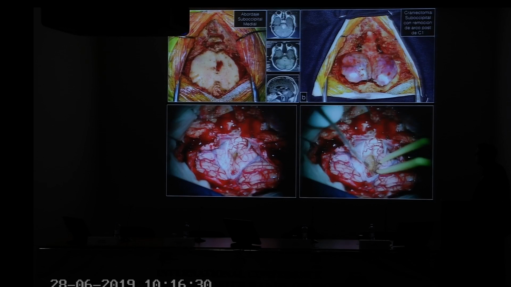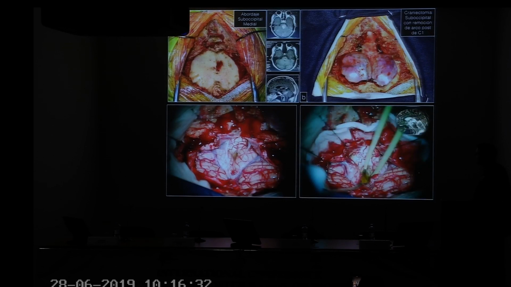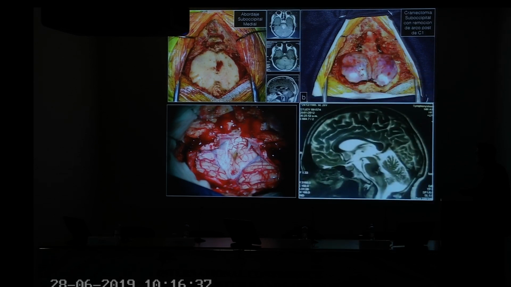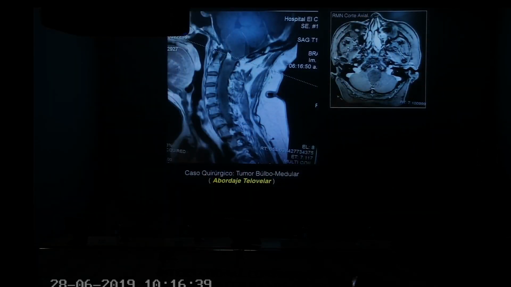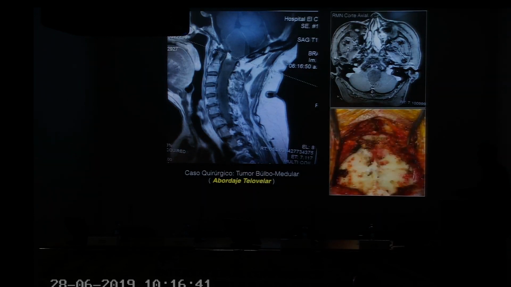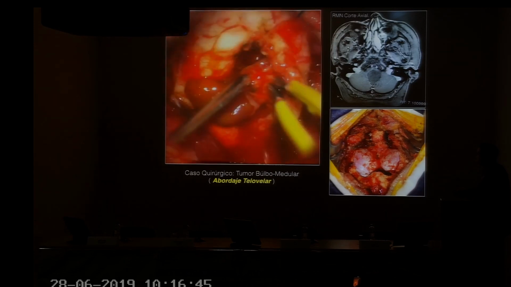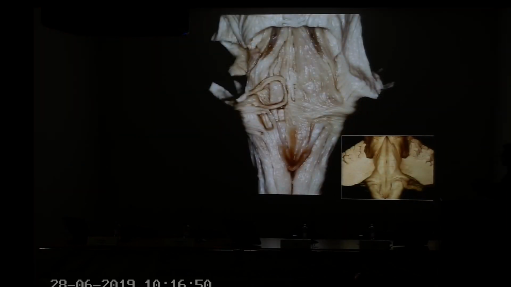This was a cavernoma in the floor of the fourth ventricle, the post-op cavernoma, totally resected, was fine. And one case, medulloblastoma in my hospital. We do this surgery. If you know the anatomy, it's very helpful for us to understand. And if you dissect totally the floor of the fourth ventricle, the picture is this.